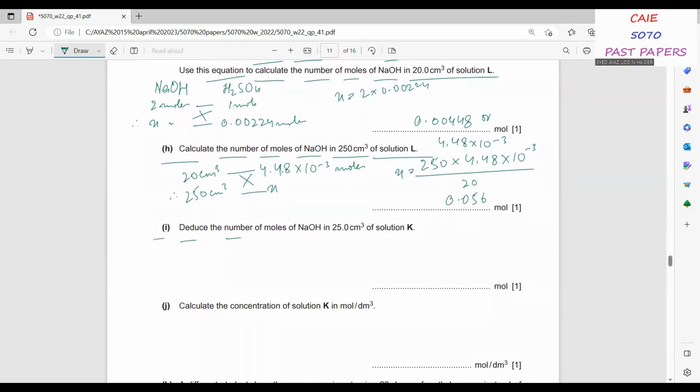Number I, deduce the number of moles of NaOH in 25 cm³ of solution K. We have transferred the 25 cm³ of solution K into L. So the number of moles will remain the same, 0.056.